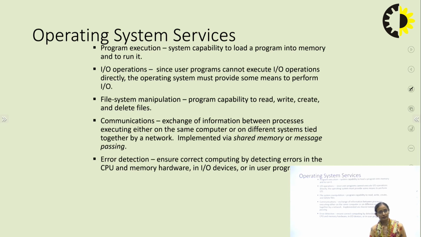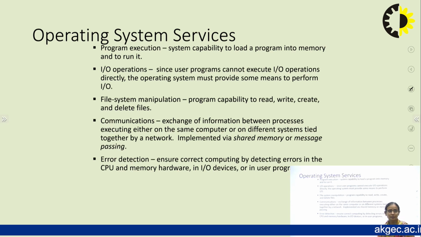Then file system manipulation, the program capability to read, write, create and delete files. Communication, exchange of information between processes executing either on the same computer or on different systems tied together by a network. It is implemented via shared memory or message passing. Error detection ensures correct computing by detecting errors in the CPU and memory hardware, in input-output devices, or in user programs.